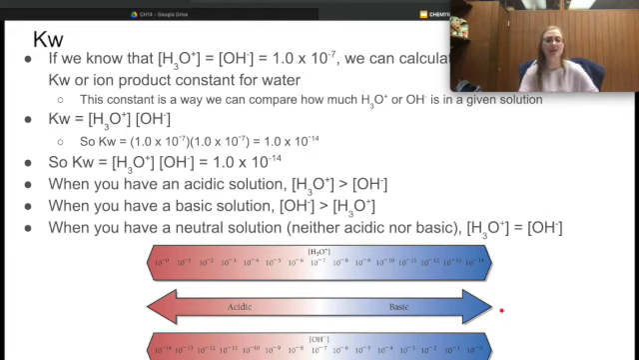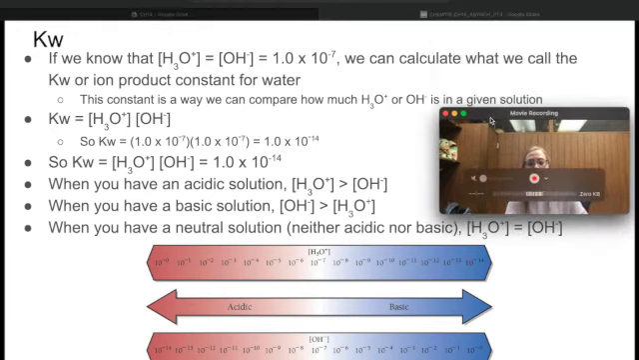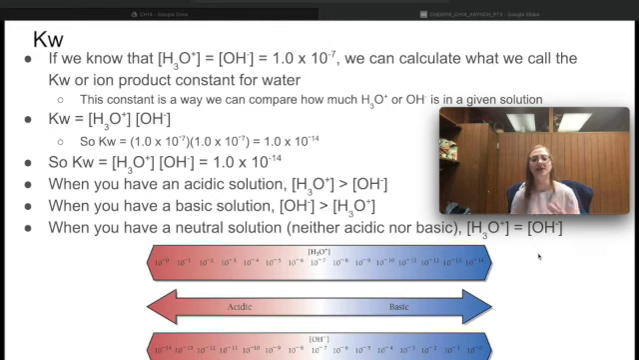So if we know that the concentration of OH minus and the concentration of H3O plus are exactly equal, and they are each 1.0 times 10 to the minus 7th, we can calculate what we call the Kw, or the ion product constant for water. So this way it gives us a ratio so that we can compare how much H3O plus or how much OH minus is in a given solution, and it kind of jumps off from that base point of what water kind of should be or originally is, and what happens to each value as we change the concentration of OH minus or we change the concentration of H3O plus, for example.